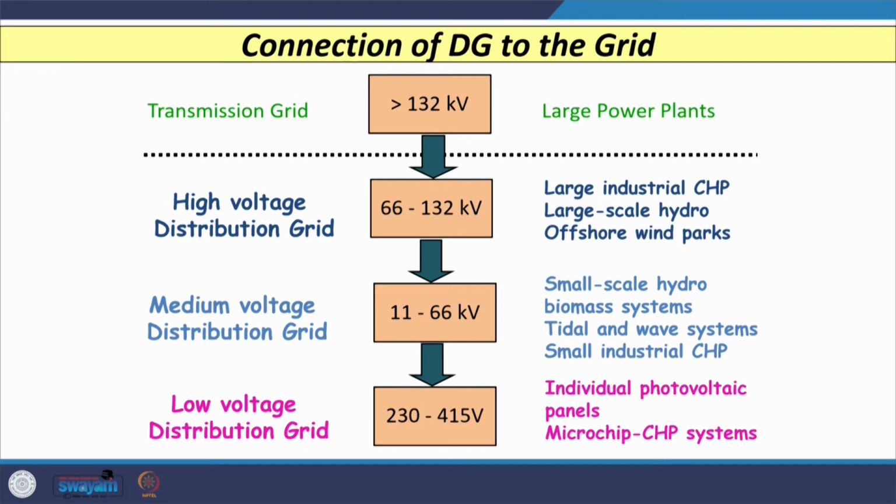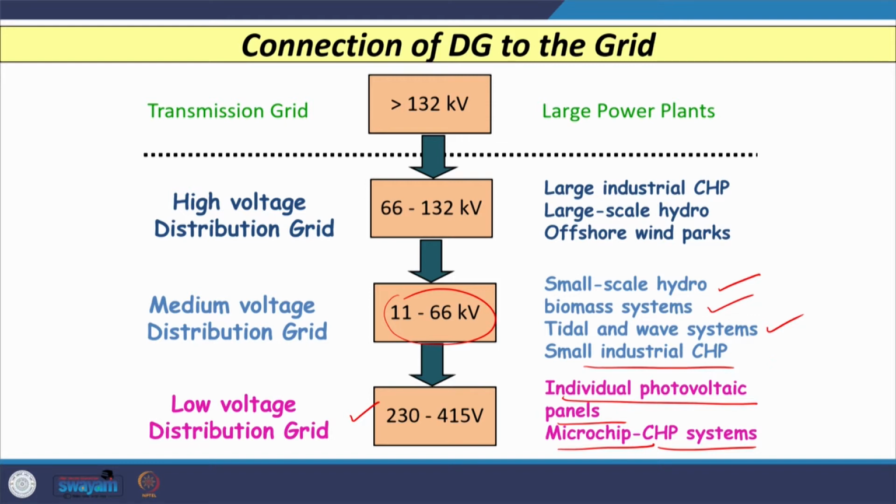Here you can see that you can connect the DG or DER at the low voltage distribution grid, and the examples are individual photovoltaic panels, or you can connect micro combined heat and power systems. At the medium voltage distribution level, that is between 11 to 66 kV, you can connect DG or DER also, and the examples are small scale hydro power plants, biomass based power plants, tidal and wave systems, or small industrial combined heat and power plants.